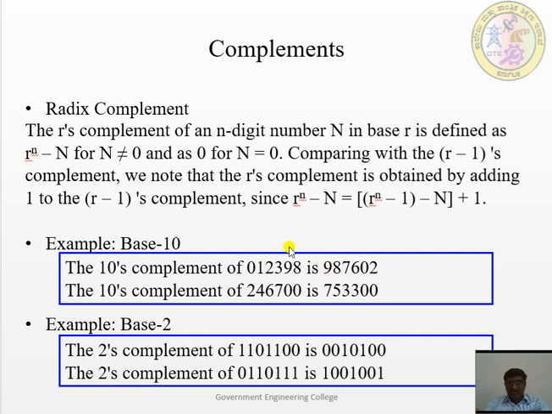So what we are getting is that only the first LSB digit is subtracted from the base value, whatever the base value is, and the remaining digits are subtracted from R minus 1, that is 10 minus 1, the value 9.